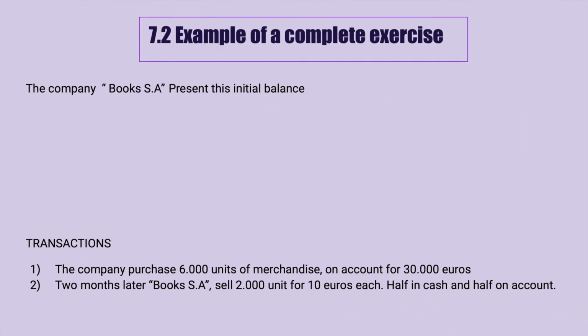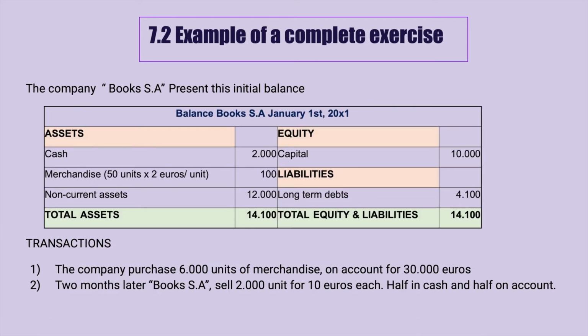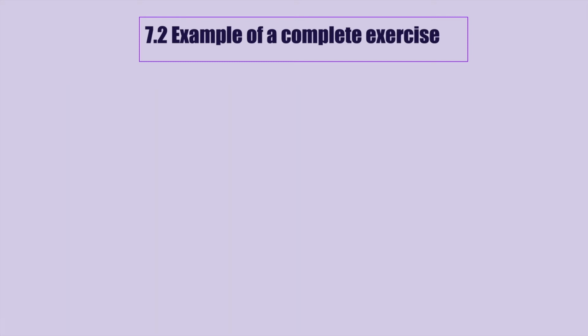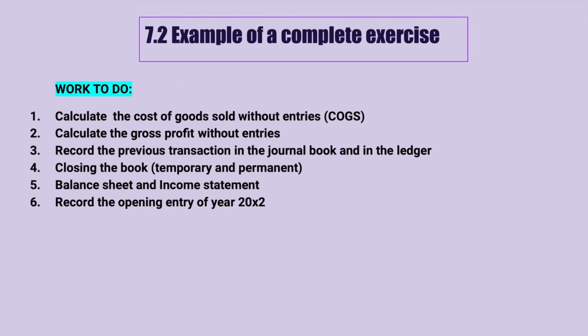Finally, we want to show you a complete example of a merchandise company. To do that, we choose the company Books S.A., which presents this initial balance, and we have those transactions that we have to add in the journal book. Here we have the work to do, and we are going to start.